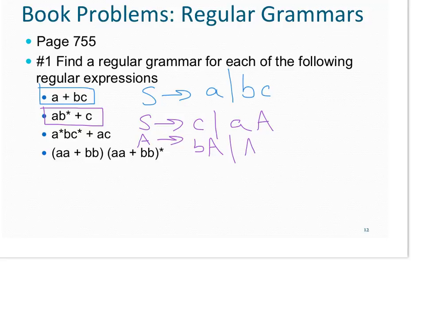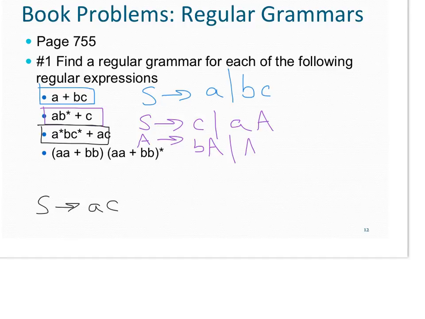Let's pick another color. I don't have that many good colors in here, unfortunately. Let's do the next one in black. So now I'm going to do this language here. Oops, I just overwrote it. Which is A star BC plus AC. So let's see. For starters, I could just say S goes to AC, right? Because that's the easy one.